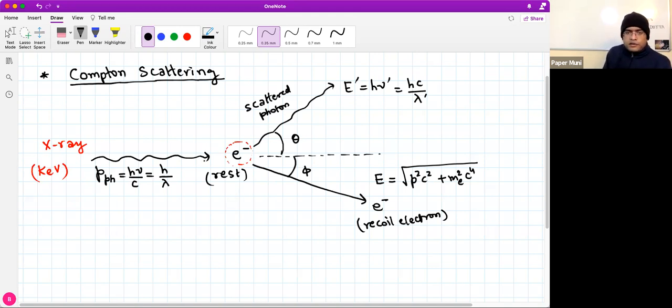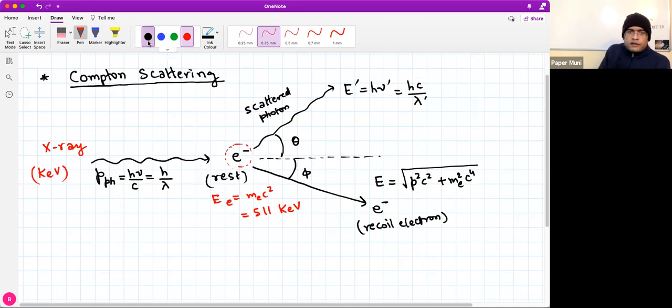Now the rest mass energy of the electron we can write as E equal to m e c square, which is around 511. No, I mistakenly said 0.5 keV. It was 0.5 MeV. Actually, this is 511 keV. There was a mistake in the beginning: instead of MeV, I said keV. So this is also of that order. In this case, the momentum of the scattered photon p equals h nu dash by c, which is equal to h by lambda dash.